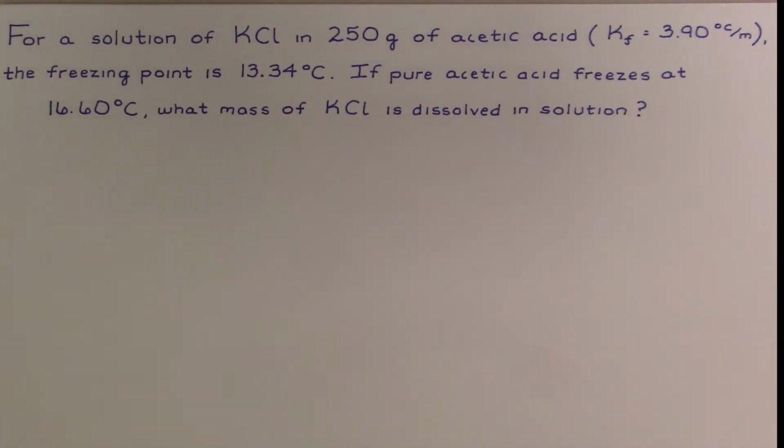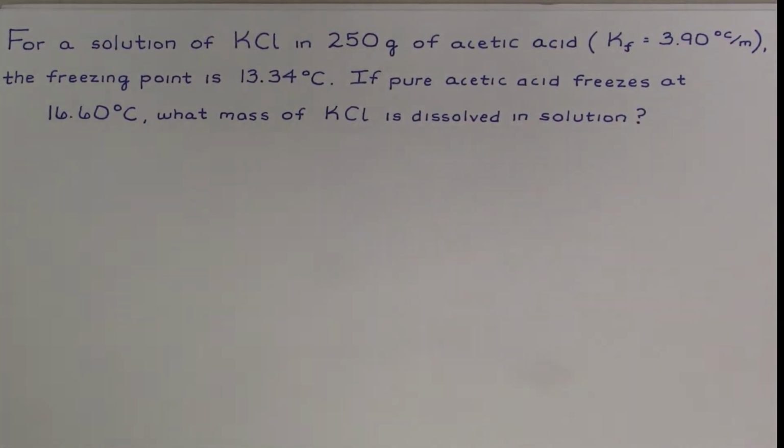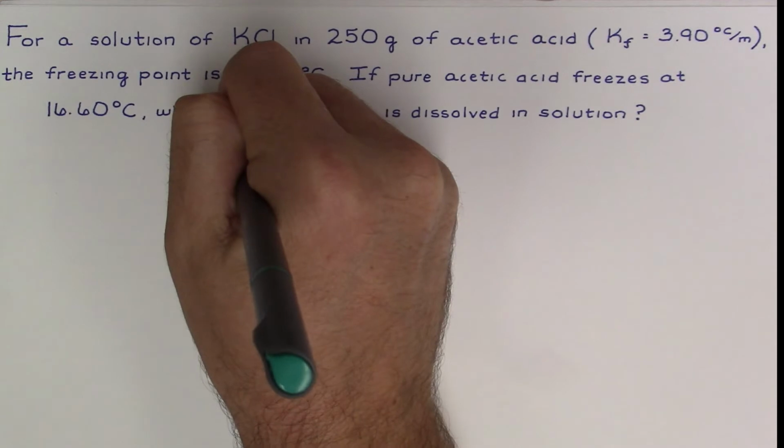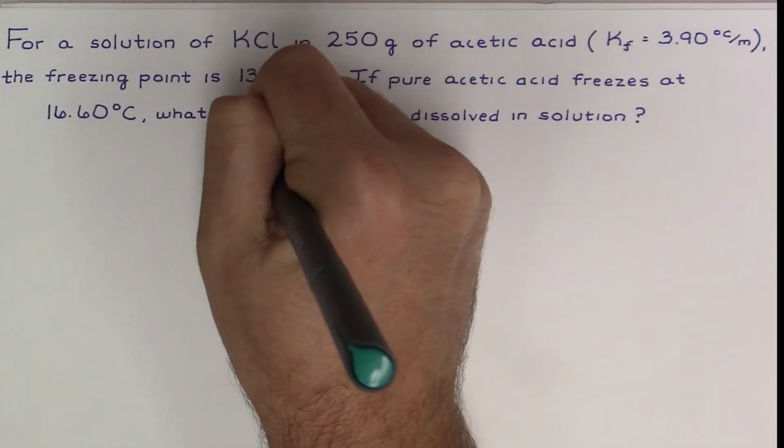In this week's video, we will be discussing freezing point depression and boiling point elevation. We will be doing two problems. The first problem states, for a solution of potassium chloride in 250 grams of acetic acid, with its Kf value given, the freezing point is 13.34 degrees Celsius. If pure acetic acid freezes at 16.60 degrees C, what is the mass of the dissolved KCl?